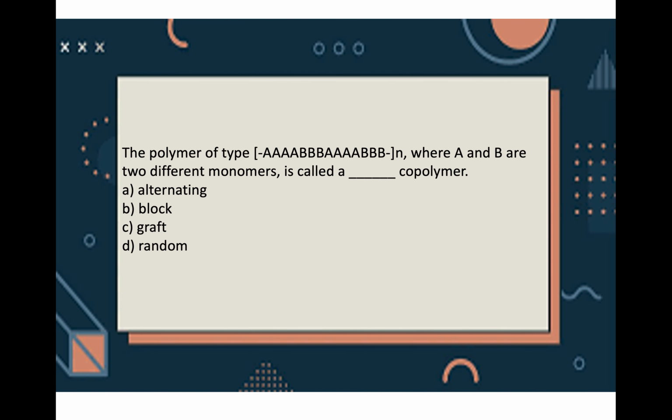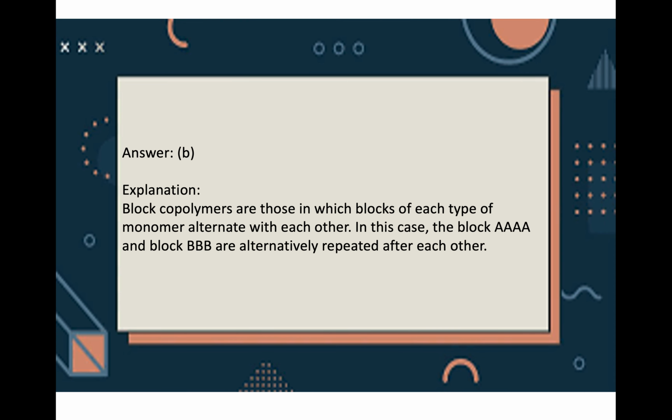Now the polymer of the type, you can see 4 times A, 3 times B, 4 times A, 3 times B, n times. A and B are two different monomers. That's called the dash copolymer. Is it alternating, block, graft, or random? So the answer is option B, block. So block copolymers are those in which blocks of each type of monomer alternate with each other. So here what type of blocks are we having? A 4 times and B. These are getting repeated alternately one after the other.